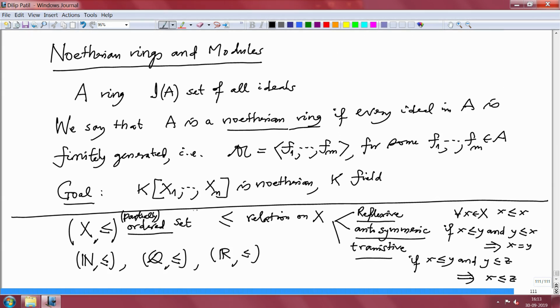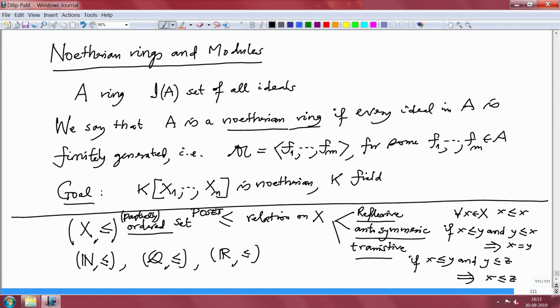And also computer science guys will write POSET. But remember, I am not going to use this word partially. I will only keep saying ordered set. And when do you say the set is totally ordered? That means any two elements are comparable. Given x and y, x is either less equal to y or y is less equal to x.